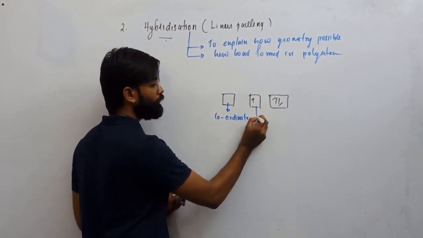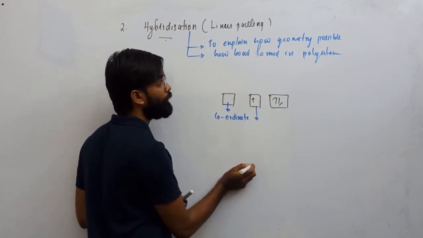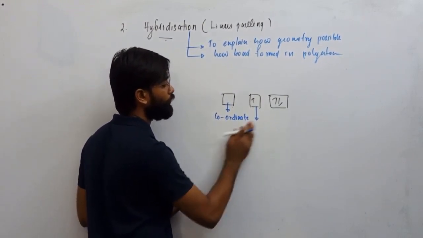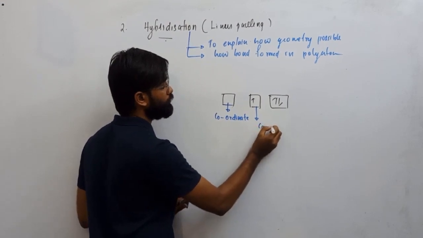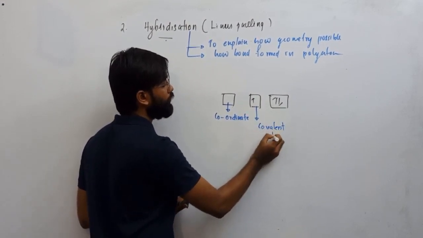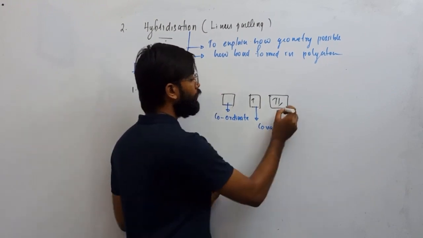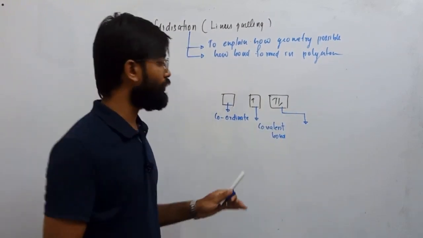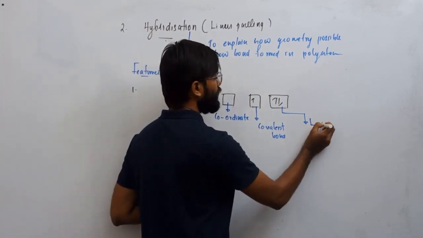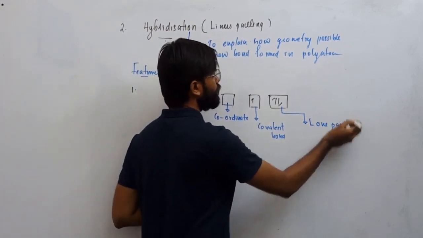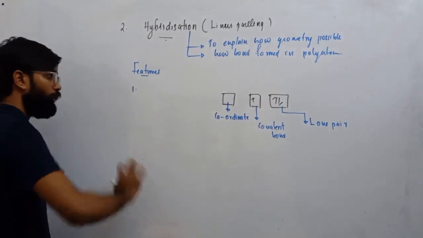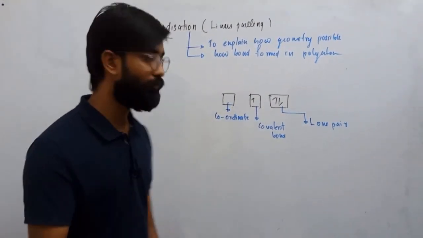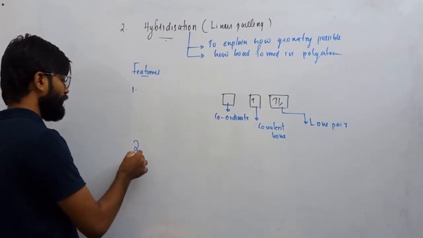If a half-filled orbital participates in the hybridization, then that will be a covalent bond. That's a general idea. Okay. If a paired orbital participates in hybridization, then that will be a lone pair. So the three different varieties, vacant, half-filled, or fully filled orbitals, can participate in hybridization.